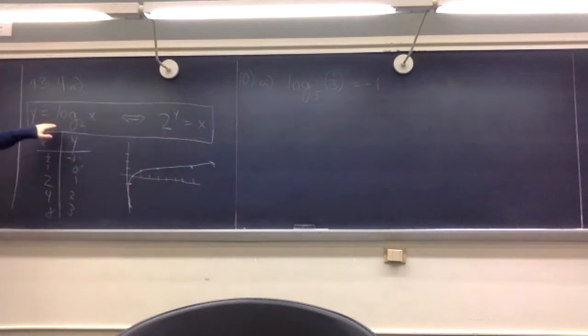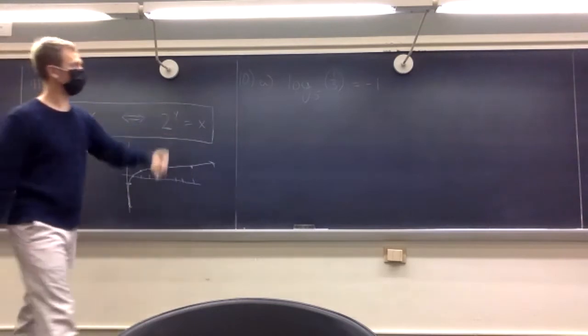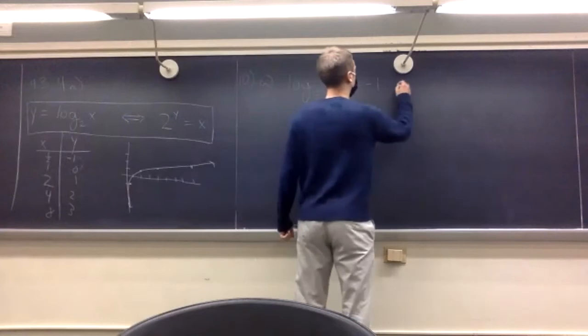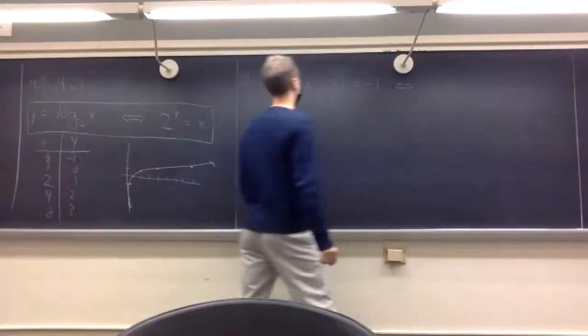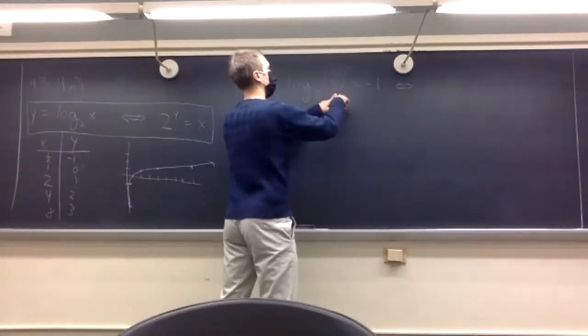So if you just more or less do a comparison here of what we've done, the base of the logarithm becomes the base of the exponential. The result of the exponential is this. And the power of the exponential is this. So over here, the equivalent form is 5 to the negative 1 is 1/5.